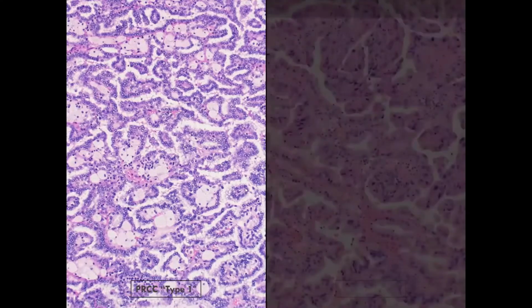So this is a classic traditional type 1 papillary carcinoma. You have these tubulocystic structures that are lined by a single layer of cells, with very little amphophilic cytoplasm, and you also have macrophage clusters in the core. So no problem, this is a low-grade PRCC, we can call it type 1.